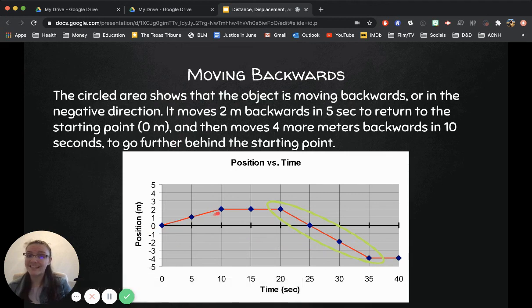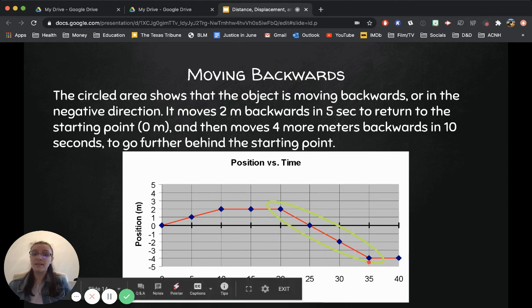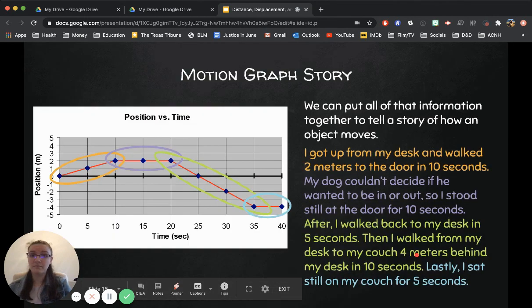It took me 10 seconds to walk forward 2 meters. I stood there for 10 seconds. I walked backwards back to my starting point in 5 seconds. And then I kept going backwards 4 meters behind my starting point. And it took me 10 seconds to do that. And then you can see here, we've got another flat line. So it's another not moving.